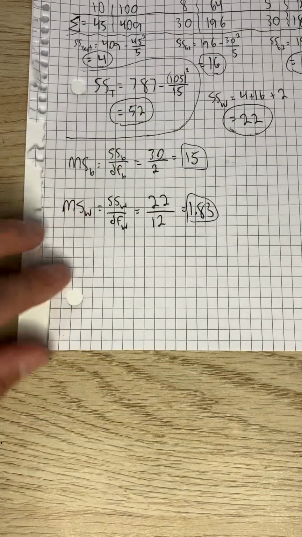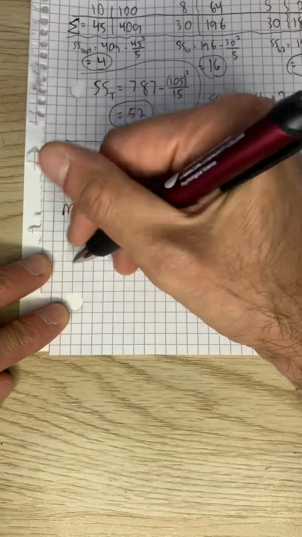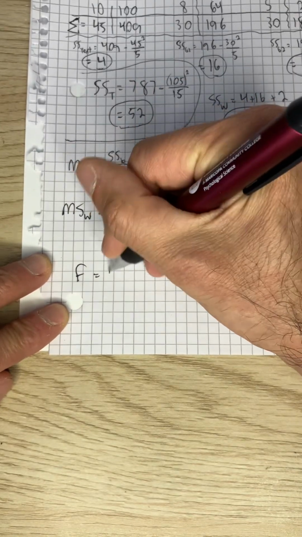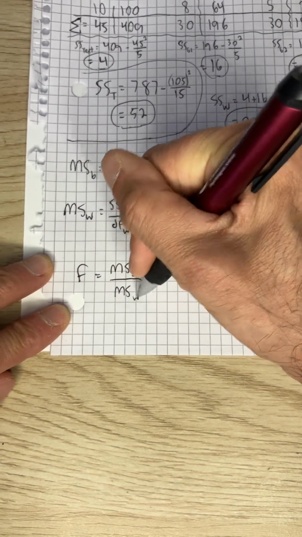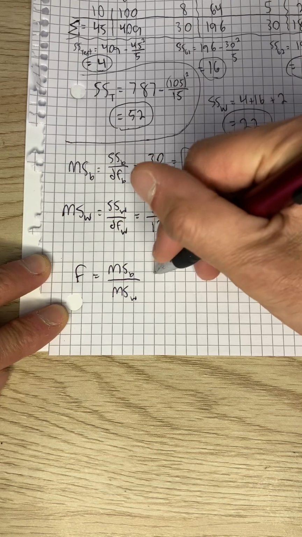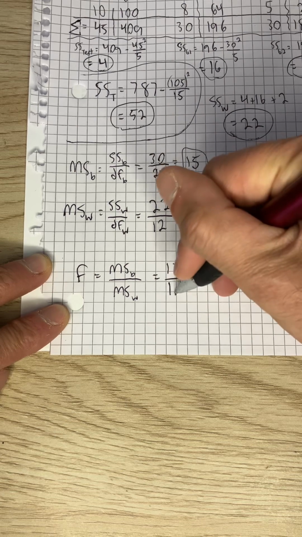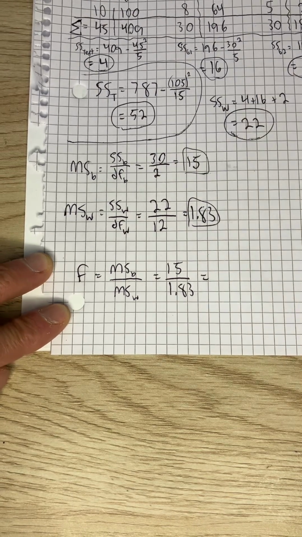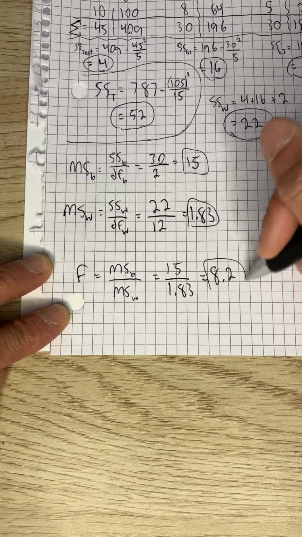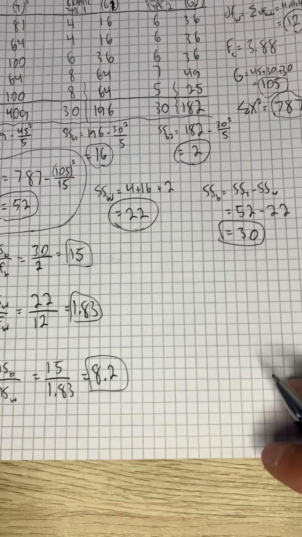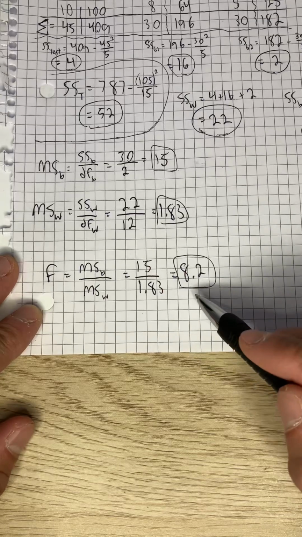With these two, I can find the F. F is mean squares between over mean squares within. So that is 15 divided by 1.83, and that is about 8.2. Our cutoff was 3.88 and we got 8.2.